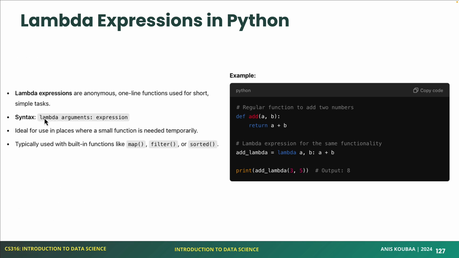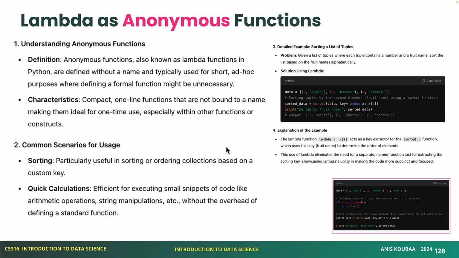So this is the general syntax. Now it must be familiar to you. First we provide the arguments and then the expression. And the good thing is that this type of anonymous function, or lambda expression, we can use with built-in functions and functional programming tools like map, filter, sorted, and reduce, as I'm going to introduce later.